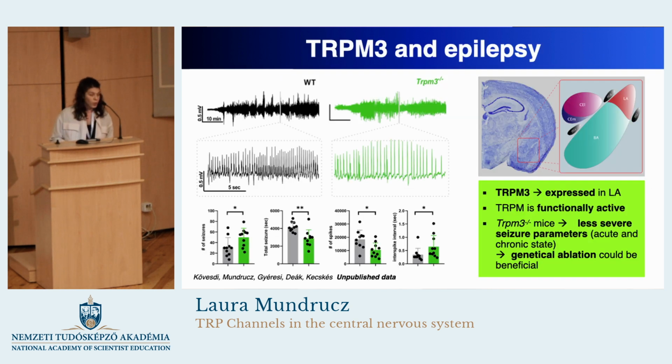So if everything goes according to plan, you end up with something like this. This is a 1.5-hour recording stacked together. That's why it's so densely packed. And as you can see, the wild-type recording is significantly higher in frequency as opposed to the TRPM3 knockout recording. Also, there are other features of the recording that we look out for, for example, the interspike interval or total seizure time. These are also very informative to check. So far, based on our data, genetic ablation of the channel seems to be beneficial in decreasing seizure severity.